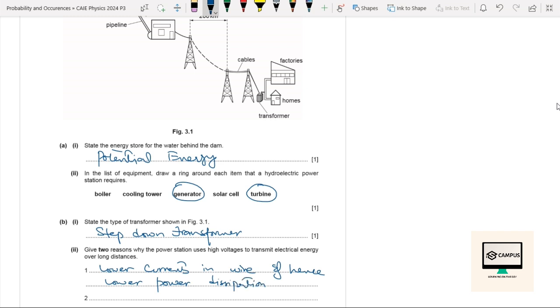Secondly, the size of the conductor would also be small because lower currents have to be transmitted over long distances. So that's two reasons. Sufficient enough.